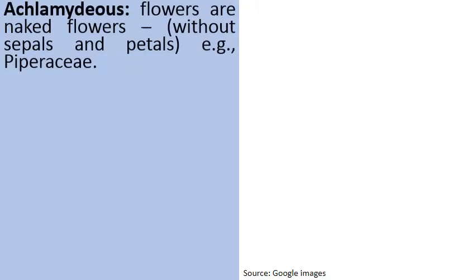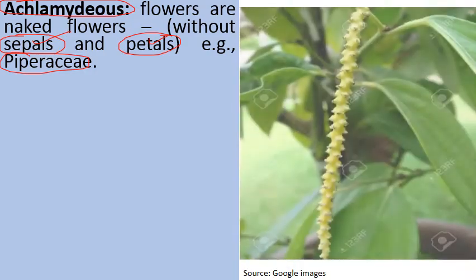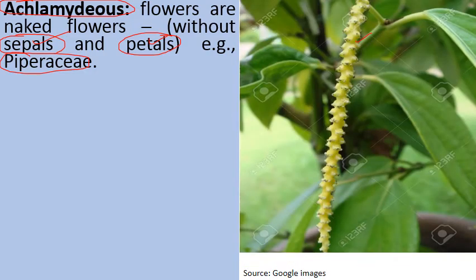Next type of flowers are achlamydous flowers. A means without. Chlamydous means whorls, outer whorls. So flowers which are naked flowers, it means they are without sepals and petals. Jab kisi flower mein petals or sepals absent hote hain, that flower is known as achlamydous flower. And this type of flower is found in the family Piperaceae. This is the photograph which shows the inflorescence in case of Piperaceae, member of Piperaceae.